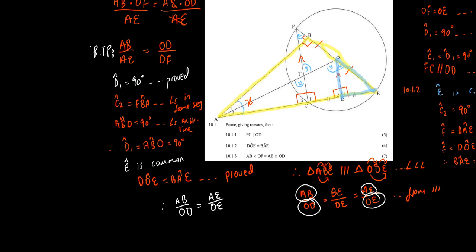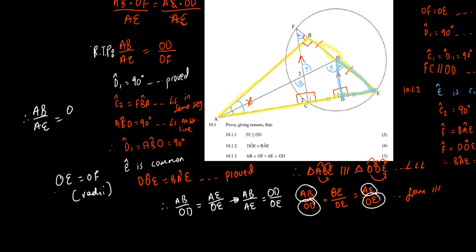And then, remember, we need OD to be at the top, AE at the bottom. So we just swap them and say AB over AE is equal to OD over OE. But then remember, OE is equal to OF due to them being radii. So therefore AB over AE is equal to OD over OF. Then you are done. So that's why this was 7 marks.